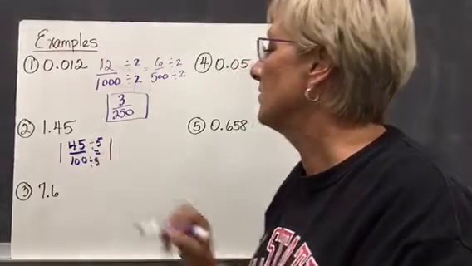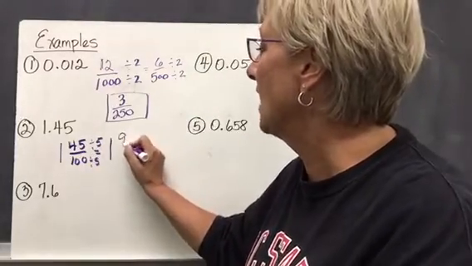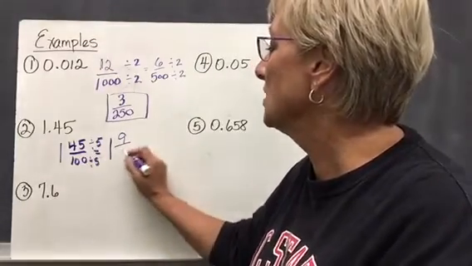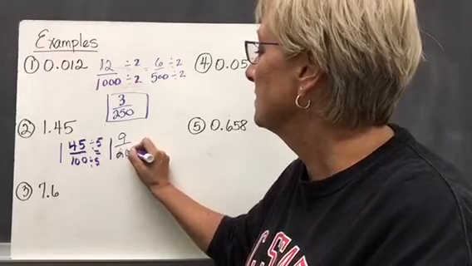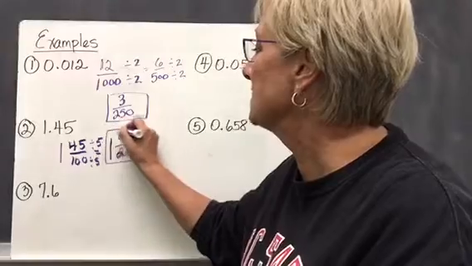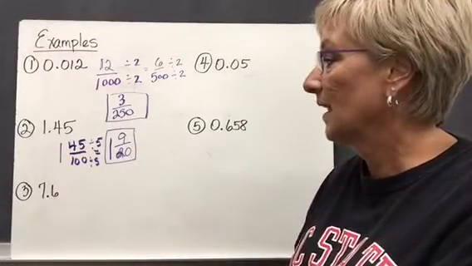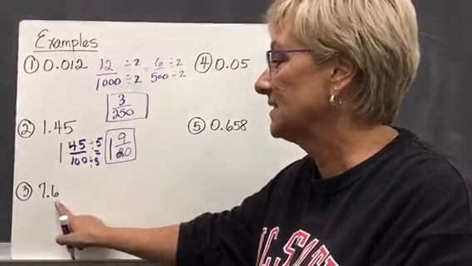But I know I can divide both of these out with a 5. 5 goes into both the numerator and denominator. So 5 goes into 45 9 times, and 5 goes into 100 20 times. So I know that this is going to be 1 and 9/20ths, and nothing else will go into 9/20ths, so it's reduced down.